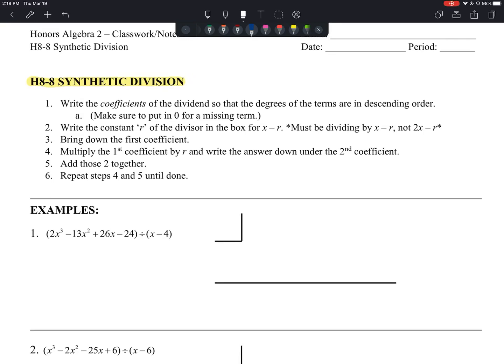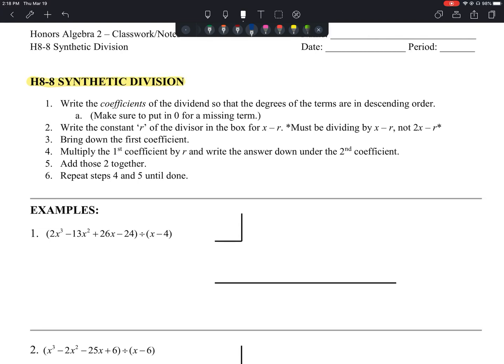Welcome to the notes for H8-8 on synthetic division. We've already done a section in this chapter on polynomial division using area models. This is just another form of polynomial division. It's probably a little bit quicker and faster than doing the area models, but there are some limitations. As we work through it here, I will show you what those are.